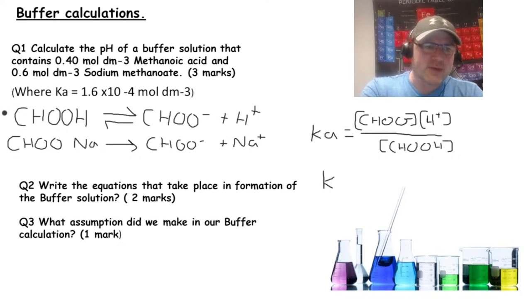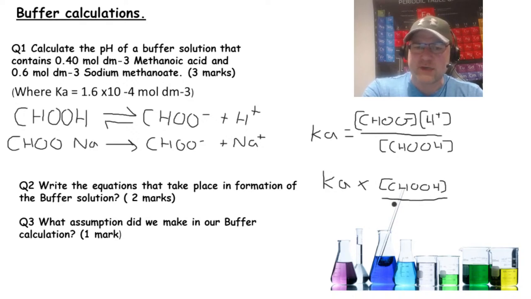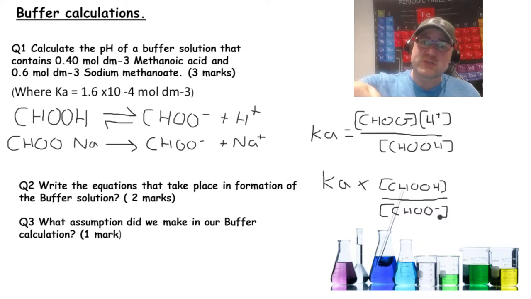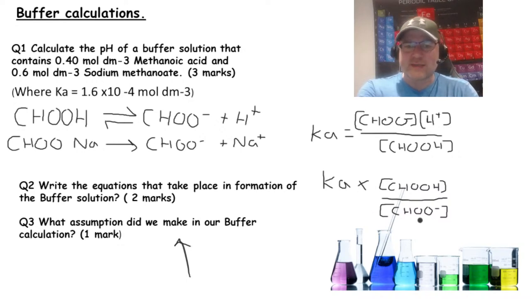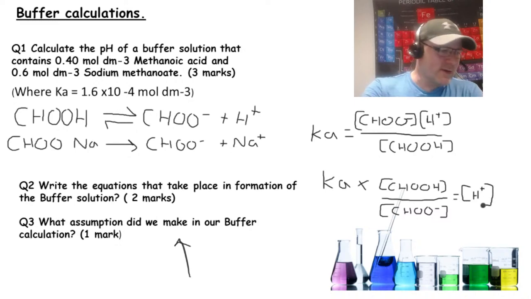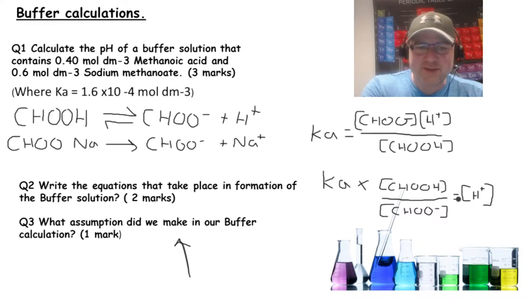So the rearrangement is going to be Ka times the acid. It doesn't matter if you multiply the Ka by the acid first and then divide. Personally, I do the methanoic acid over the top of the CHOO minus. Why do I keep calling it the salt? It's not a salt, but it is the concentration of the salt. We just make that assumption, and that equals H plus. Now if you've been able to work out the pH already, go ahead and do that, please.